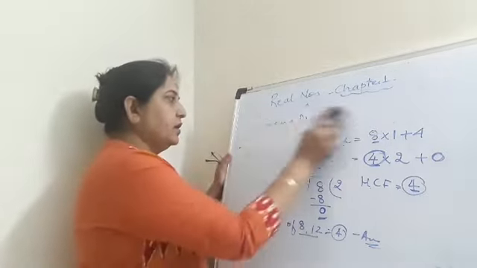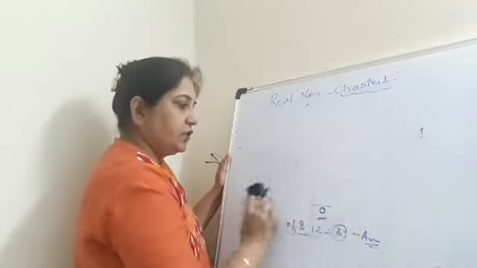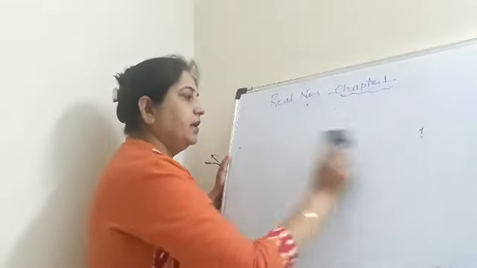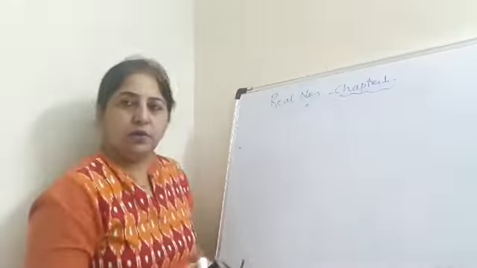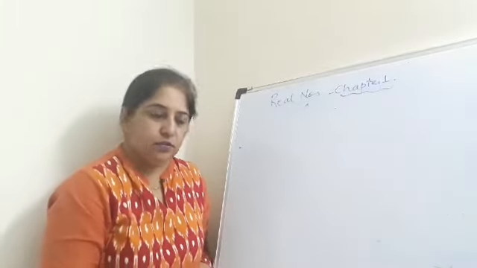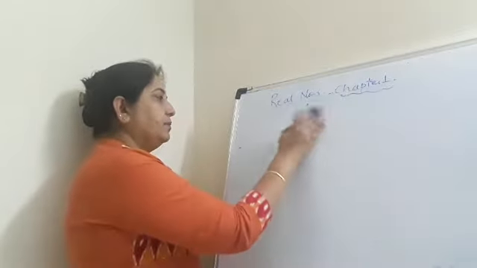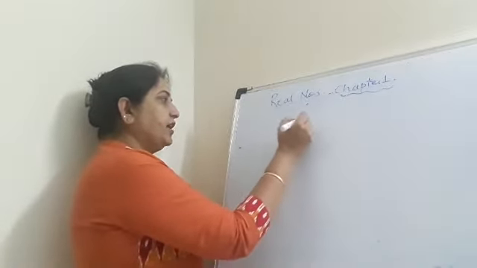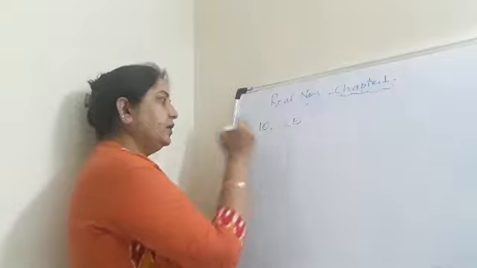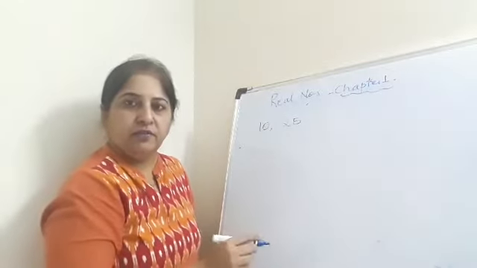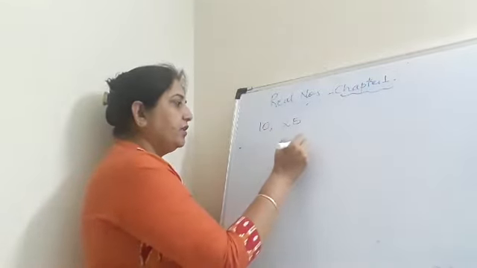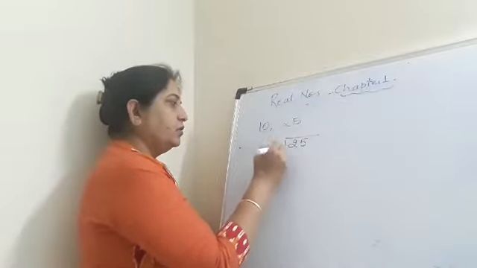I'll rub this. This is Euclid's division lemma. And what is a lemma? A lemma is a statement which has already been proved and that is used to prove another statement. Let me take a very simple example once again. 25 and 10. We have to find the HCF of 10 and 25. What we'll do? 25 will be inside, 10 out.